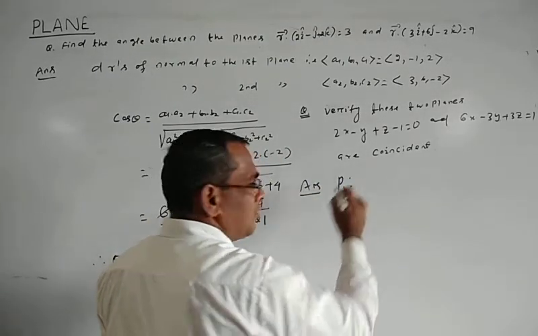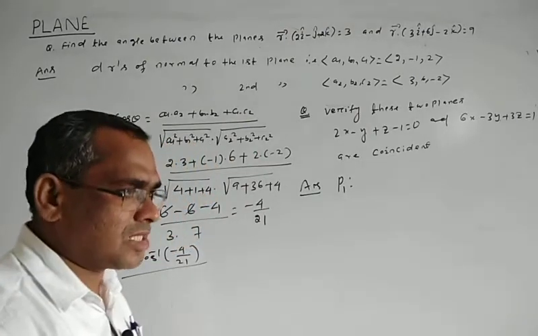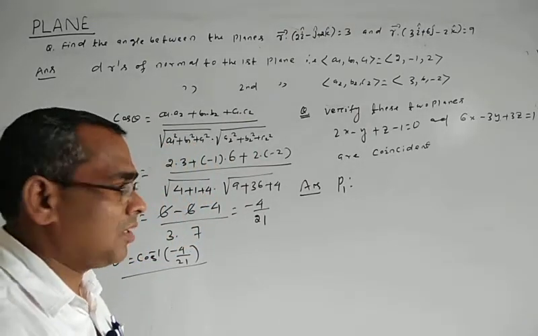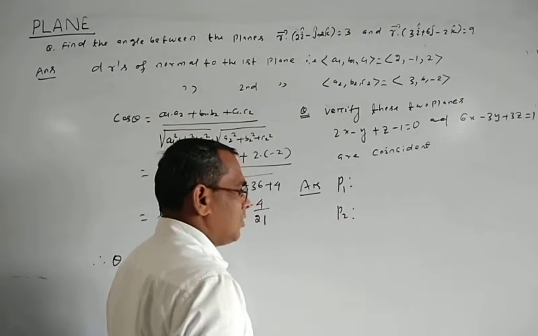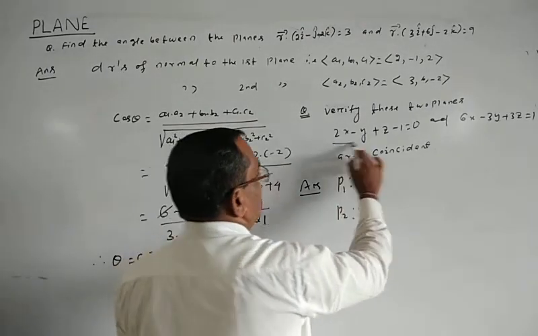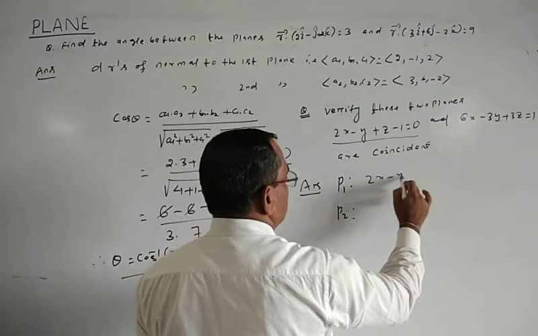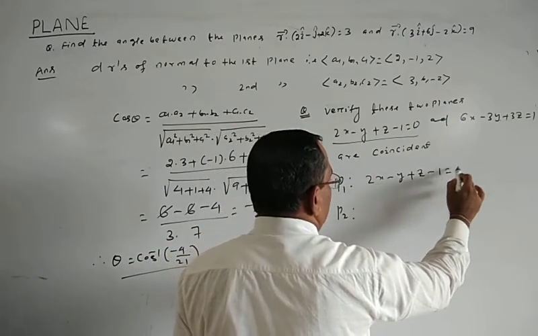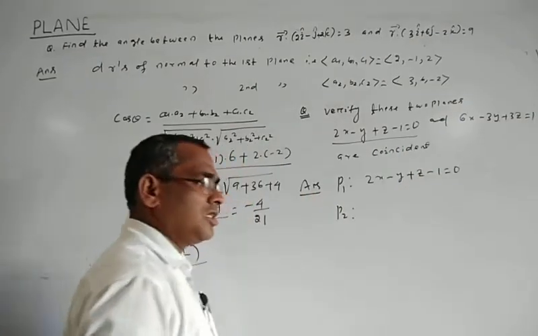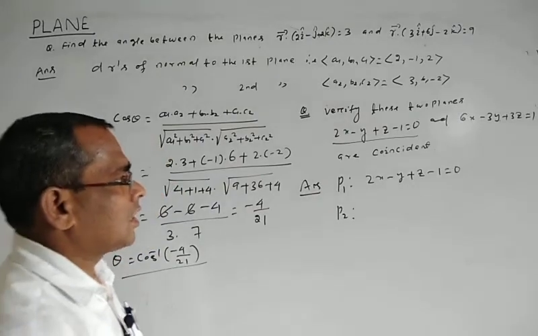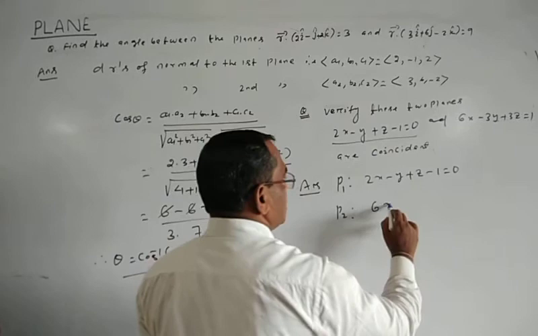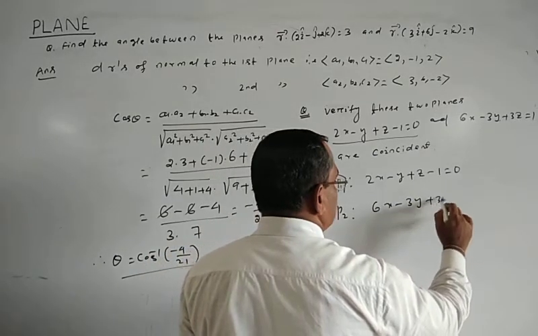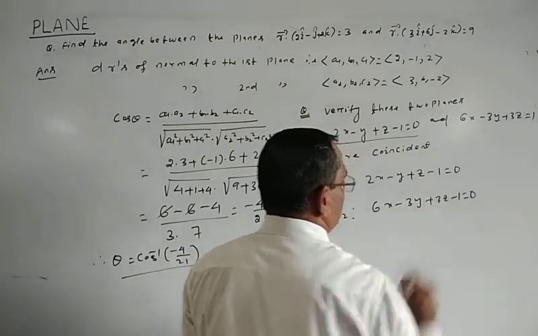So P1 represents the first plane and P2 represents the second plane. We always write P1 and P2. So P1 is 2x minus y plus z minus 1 equal to 0. Clearly it is in general form, but the second plane is not in general form. First convert it to general form. That is 6x minus 3y plus 3z minus 1 is equal to 0.